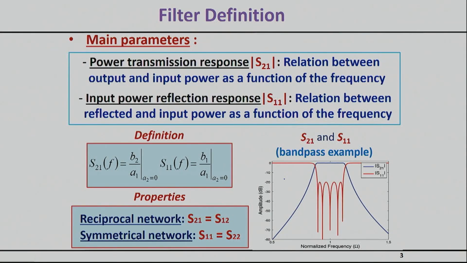Typically, we start by defining two main parameters of the filter. One is the power transmission response, or as we've called it S21, and the other is the input reflection response, or as we call it S11. Now, as you may well remember, if your filter is totally lossless, specifying the magnitude of one basically gives you the magnitude of the other. So clearly we have learned that S21 squared plus S11 squared for a lossless network is equal to 1, and so typically it's sufficient to describe one of them.